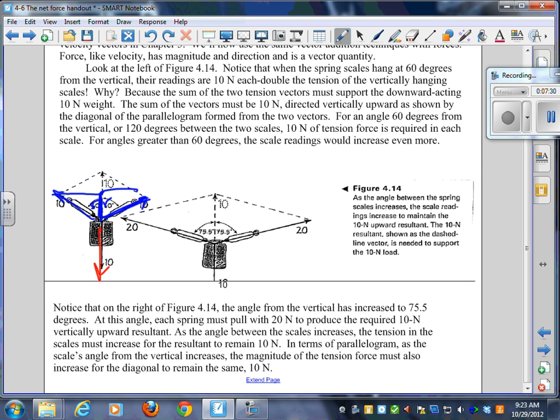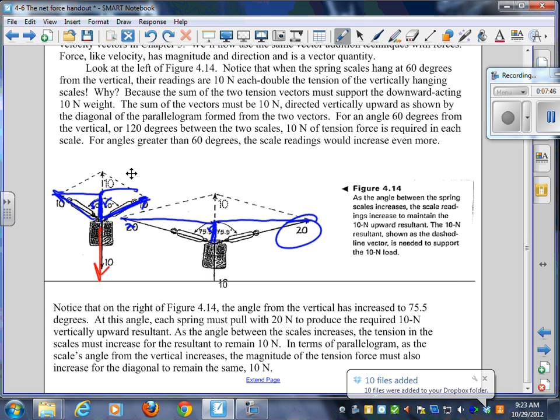If I go even wider and wider and wider, I still need 5 newtons up. But because my angle is so big, I now need 20 newtons of tension. I need 5 newtons over here, but because my angle is so wide, I need 20 newtons. Let me show you. Okay?